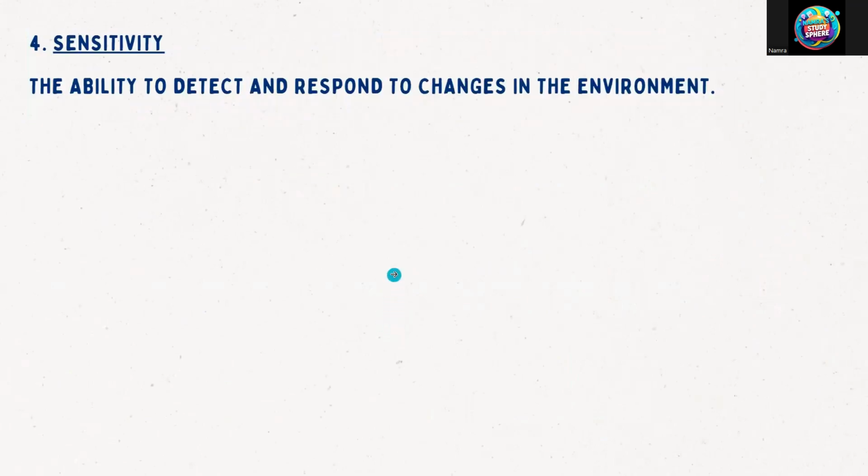So it says sensitivity, also called response. This is the ability to detect and react to changes or stimuli in their surroundings. This is how you find food and how a plant grows towards the light. Now you know how plants make food.